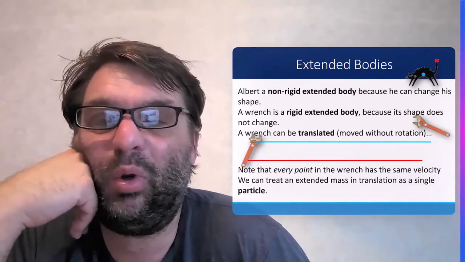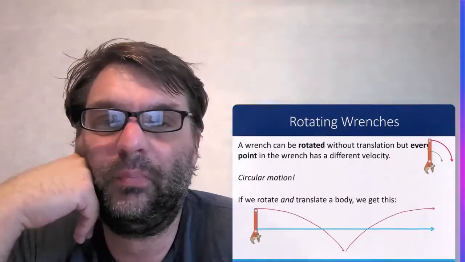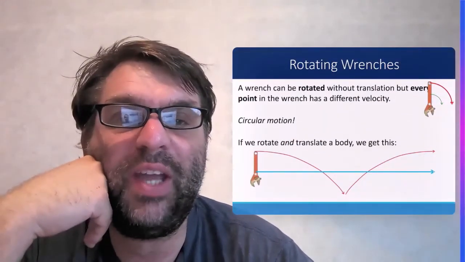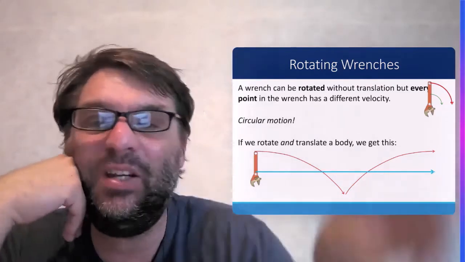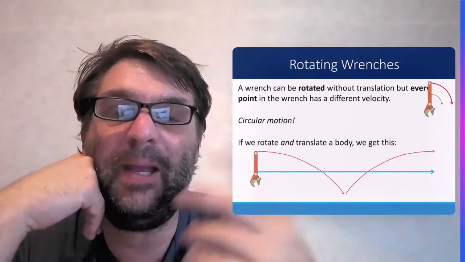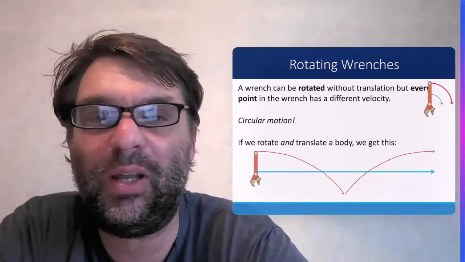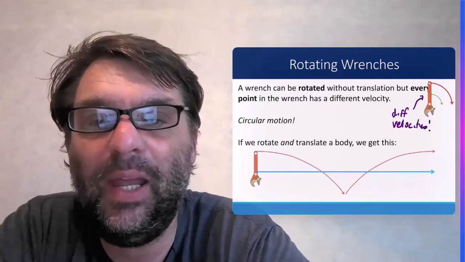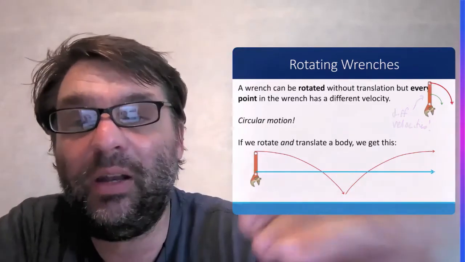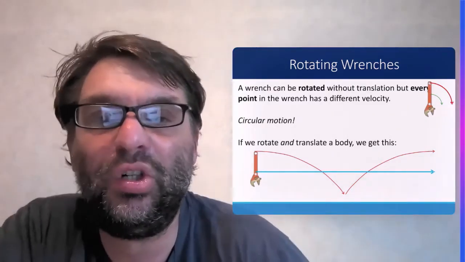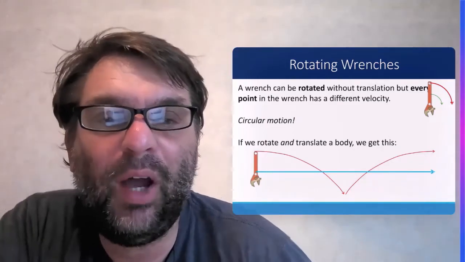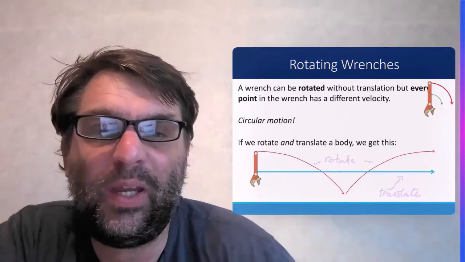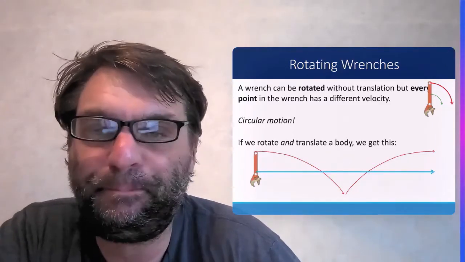So that's what we do when we look at mechanics in Level 2. However, you can also rotate the wrench. Okay, so the wrench can also be rotated around its centre of mass. And we've already learned earlier in circular motion that means that the wrench has a different velocity, whether it be on the outside of the wrench or on the inside of the wrench. Okay, this is circular motion. Okay, and if we rotate and translate the wrench, we get the following transformation.